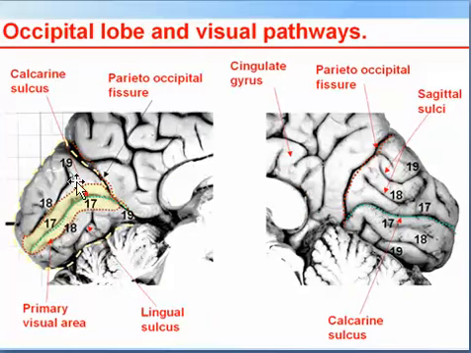Medially, as I said, if this is the parieto-occipital, the main fissure separating the occipital from the parietal, imagine a perpendicular line on it, and this will be the calcarine sulcus. The area around the calcarine sulcus is responsible for the primary visual area.